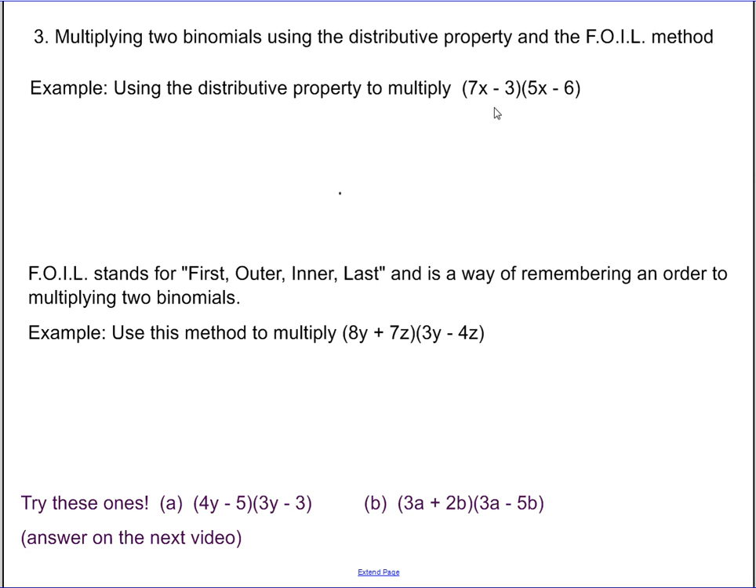And as an example right here, let's say I had 7x minus 3 times 5x minus 6. I know that if I were to distribute some number a times 5x minus 6, by the distributive property, I would have to multiply a times 5x and a times 6 in order to use my distributive property. Well, it's going to work the same way here, only this time instead of a, let's take it to be 7x minus 3 times 5x minus 6.